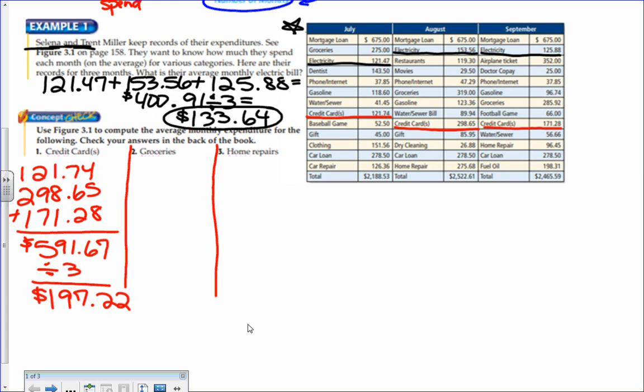Are we always going to divide by 3? Yes. No. When does it change, Logan? We have more months. Yeah, when there's more months that we're looking at. So if I was looking at 4 months, I would divide by 4. If I was looking at an entire year, I would divide by 12. If I was looking at 6 months worth of expenditures, I would divide by 6. The best data is a whole year's worth of expenses. Then you can kind of even it out and plan a little bit better.